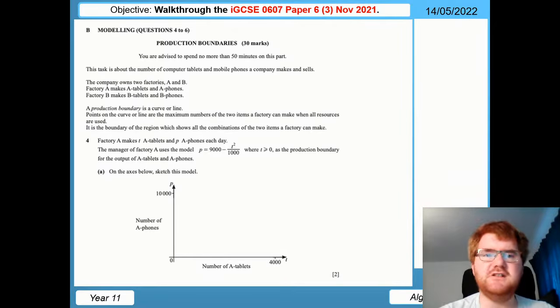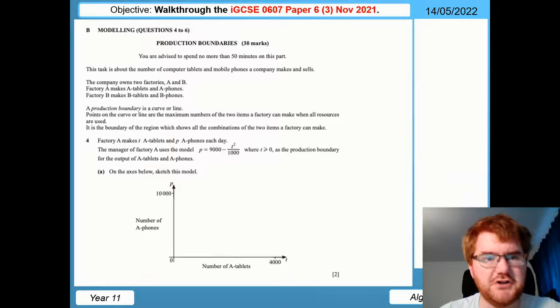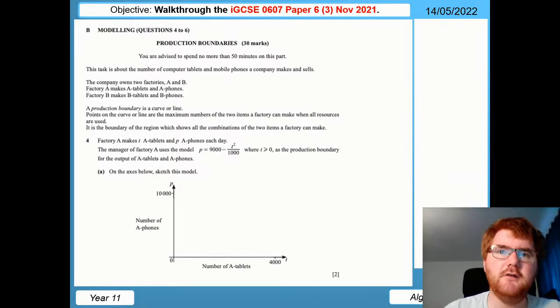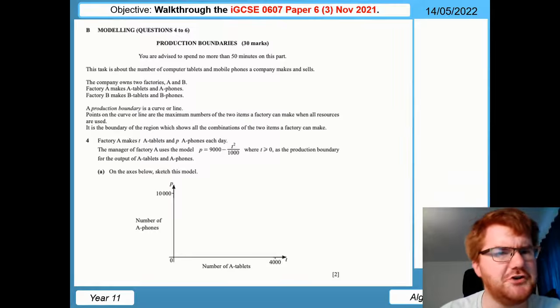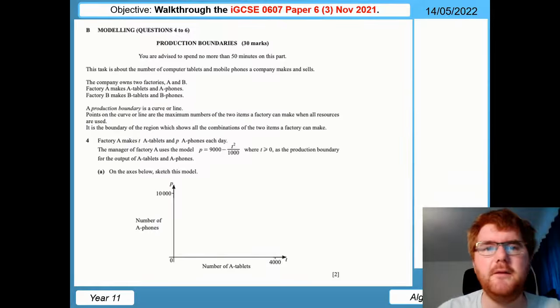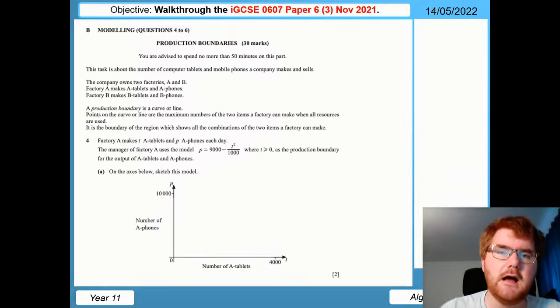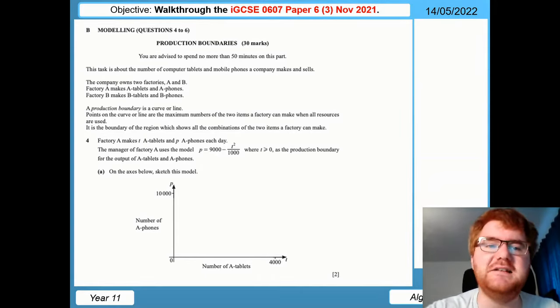And production boundary is just this curve or line. You'll notice for this question here it will be a curve, and that curve represents the maximum amount of the two items that factory can make when all the resources are used. And this is what we're essentially going to consider mostly through this question. So this is a little bit different to some of the other paper 6s I've gone through already, but I'll try and make as much sense of it as possible.